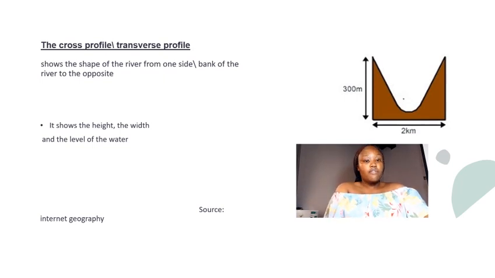The cross profile, also known as the transverse profile, shows the shape of the river from one side or bank of the river to the opposite side or bank. It shows the height, the width, and the level of the water. Now, grade 12s, it is very important for you guys to know how to draw both the longitudinal profile and the cross profile of the river, because you might be asked to draw one of these in the exam.